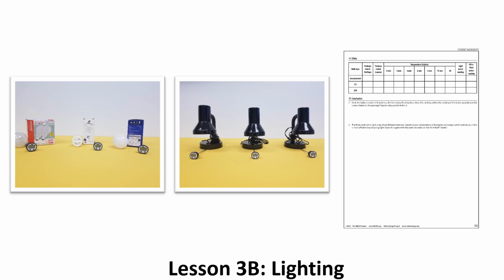Before starting the lesson, have students note the package stated wattage of each bulb, as well as the package stated lumens of each bulb, and record the information on the chart. Have students record the thermometer readings every 2 minutes. After 10 minutes, students will calculate the temperature change for each bulb and record the answer in the space provided.